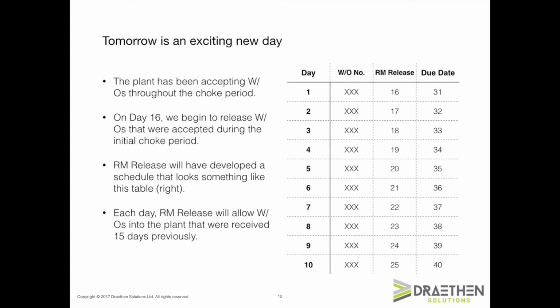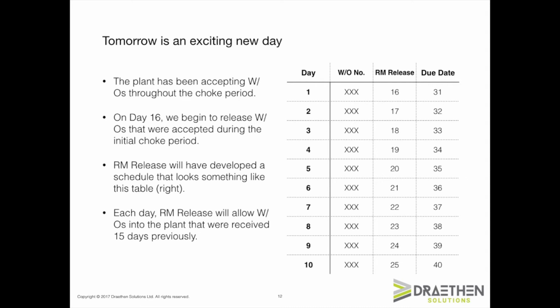In our little plant, we've agreed a 30-day quoted lead time and a 15-day production lead time. So orders accepted on the first day of the month will have a due date of the 31st and a raw material release date of the 16th. Orders accepted on the 2nd have a due date of the 1st of next month, assuming this month has 31 days, and a raw material release date of the 17th, and so on, as you can see from the example on the slide. So tomorrow is an exciting day.